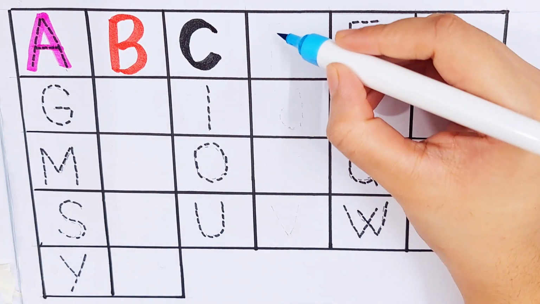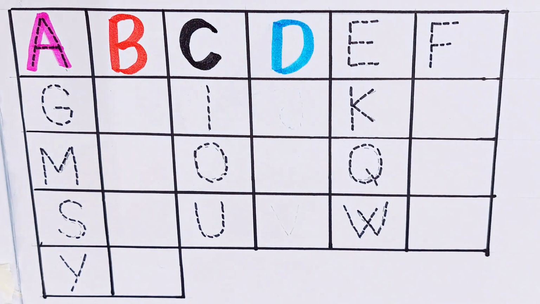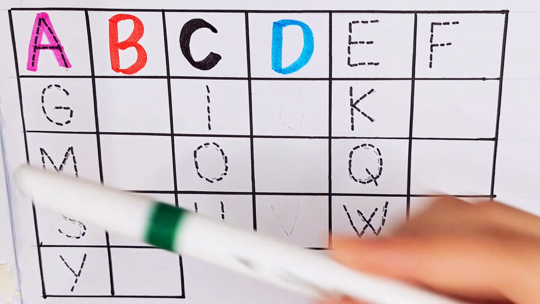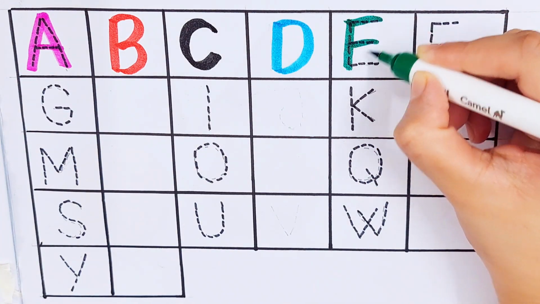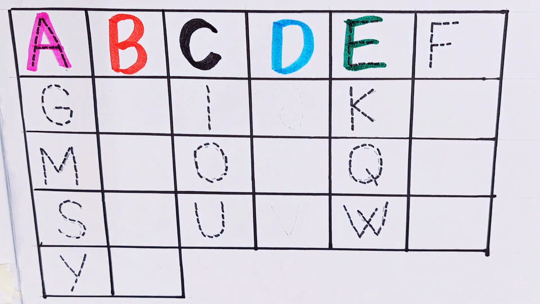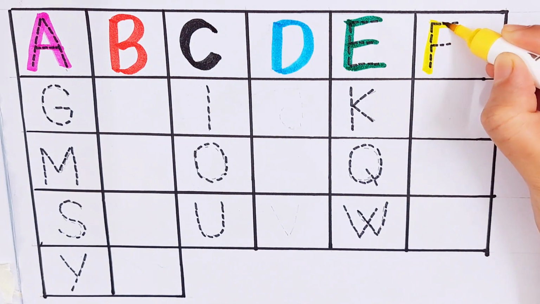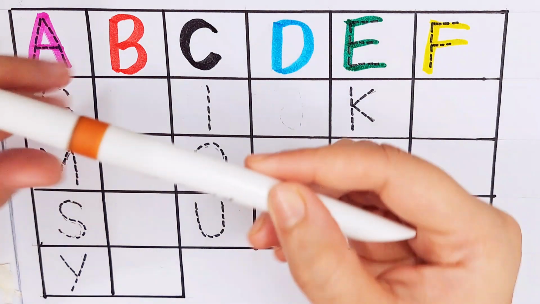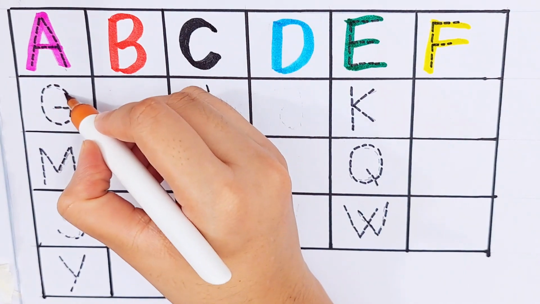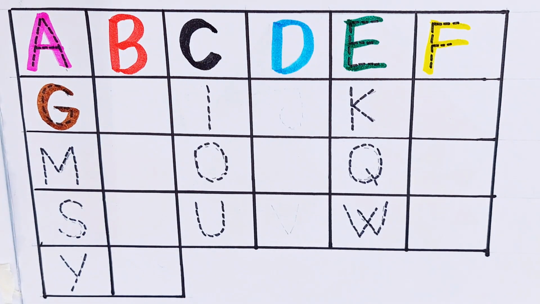Sky blue color. D for dragon. Dark green color. E for elephant. Yellow color. F for fox. Brown color. G for goat.